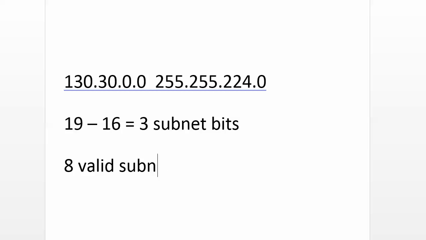Now, what class is that, and how many network bits do I have? It's a Class B network, so I have 16 network bits. So that means that I have 3 subnet bits. What's 2 to the third power? 2, 4, 8 subnets. Sounds like the way Popeye would say it. So we got 8 valid subnets, and that's all there is to it.